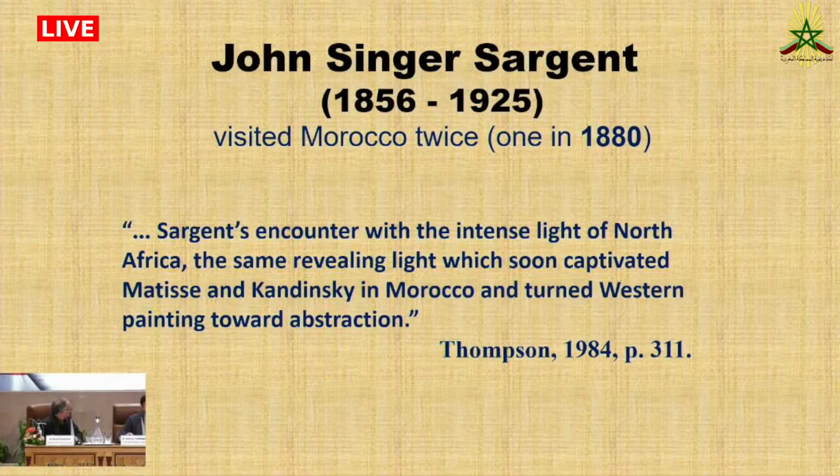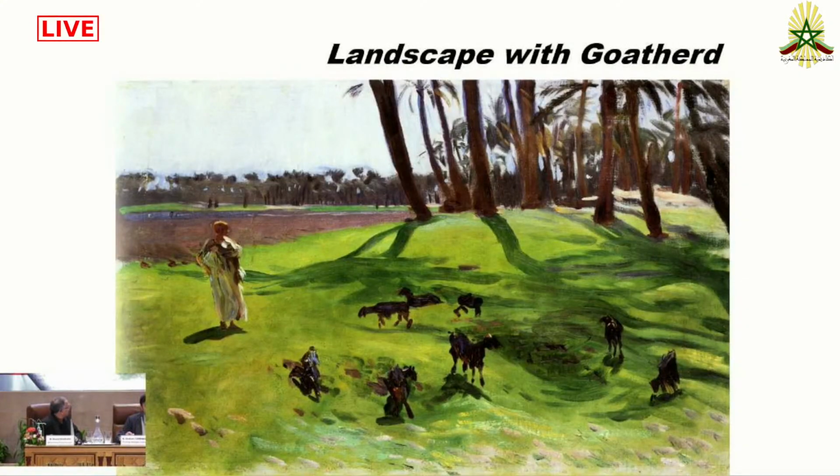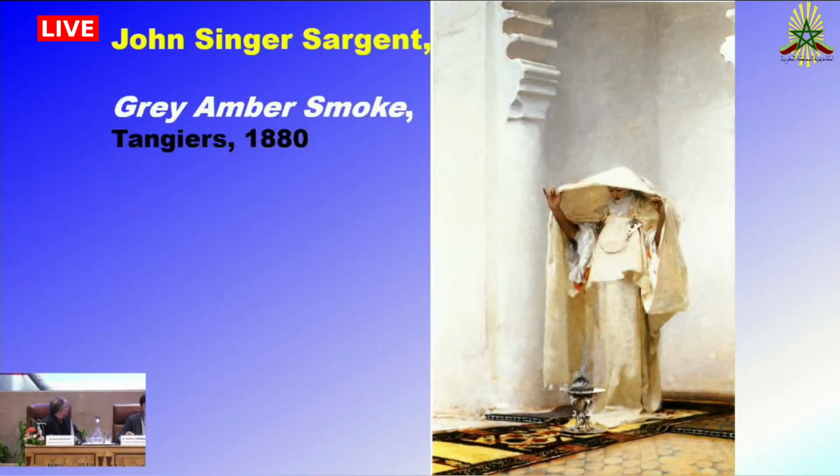Examples, well, he came twice to Morocco. The first time was in the 1880s. You can see that it is an expressionist painting, landscape with goat herd. And this is a marvelous painting, Gray Amber Smoke. It's neither a mosque, it's neither a house, it's a shrine. And this is the process of infumigation. Say gray amber smoke, we can see the smoke.